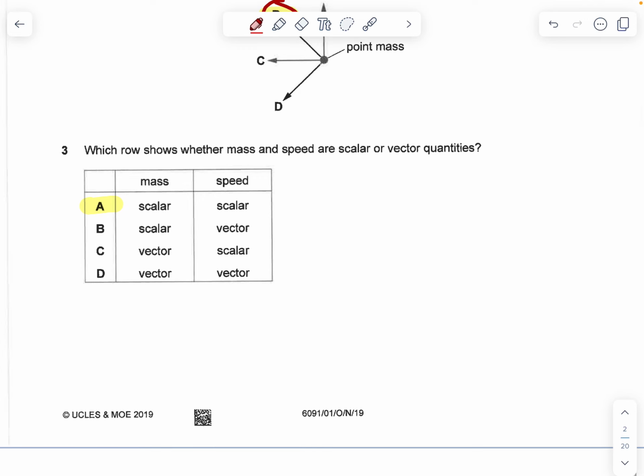Question 3. Which row shows whether mass is scalar or vector, and speed is scalar or vector? We know that mass is a scalar, and speed is also a scalar. The vector is actually weight, because force has direction. The vector for speed is actually velocity.